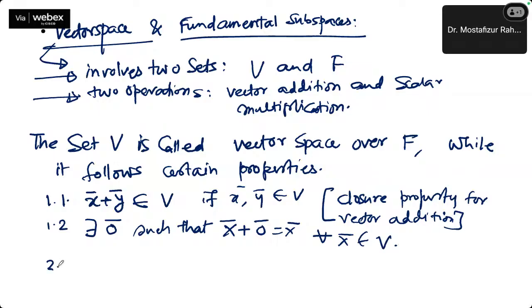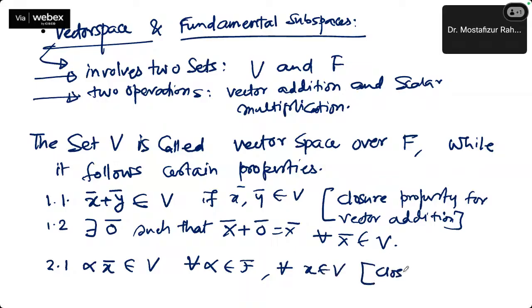We need to remember another property: if there is a scalar alpha, then alpha times x belongs to the set V for any alpha belonging to the scalar field F. So if there is a vector x belonging to the set V, then alpha times this vector should also belong to the set V, for any x belonging to V. This particular property is called the closure property for scalar multiplication.